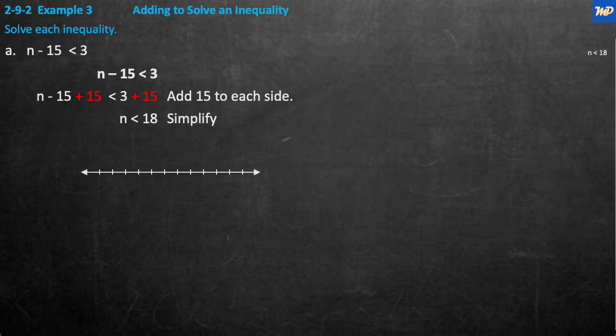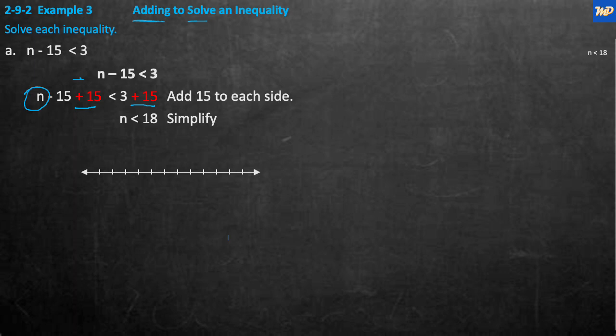Example 3, adding to solve an inequality. Solve the inequality n minus 15 is less than 3. Well, here's the negative 15 that we're talking about, and we're going to be adding to get rid of it. So we write the equation, n minus 15 is less than 3. And now we're going to add to solve. We're going to add 15 to both sides. We're adding because there's a negative 15 here and we're trying to get the n by itself. We have a negative 15, so we have to add a positive 15.